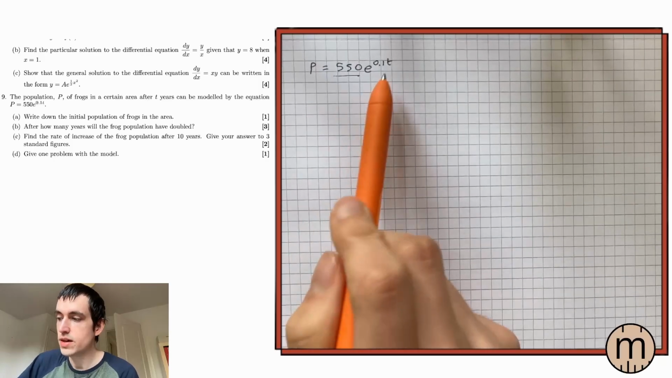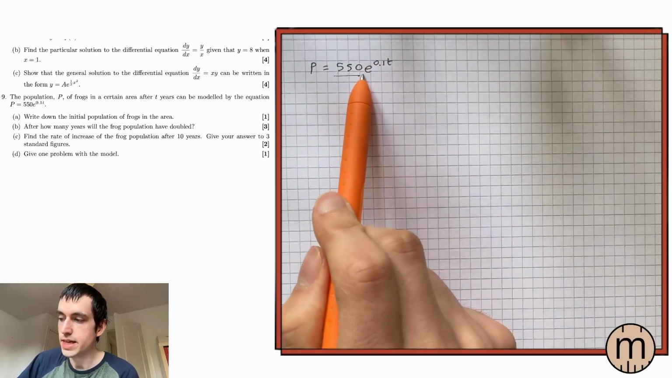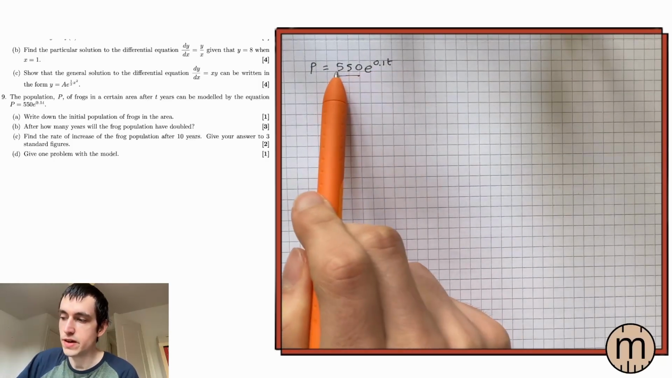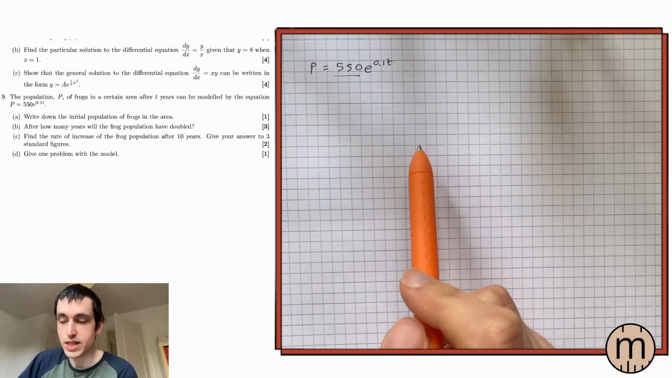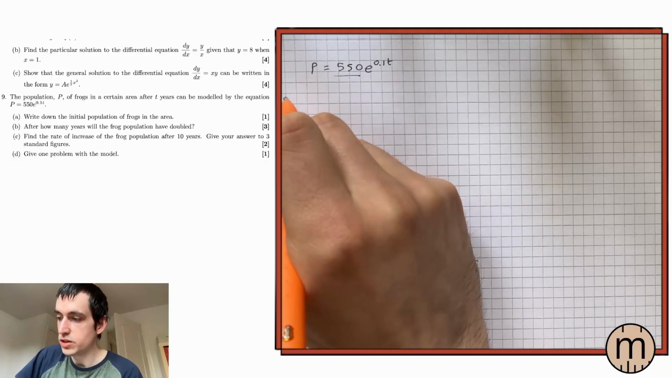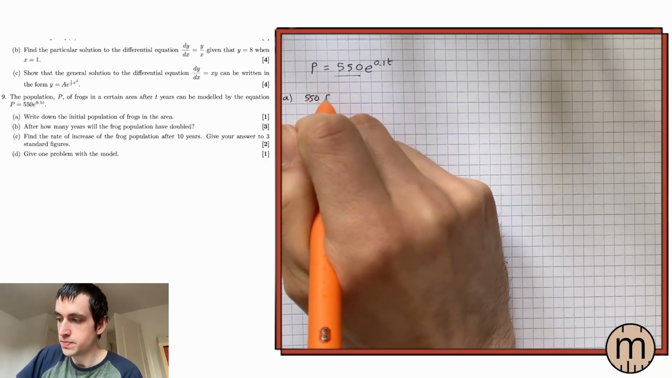If t is 0, then this is 0. E to the power of 0 is 1. 550 times 1 is 550. Once you've seen it once, you've seen it all the times. The answer to part A, just 550 frogs.